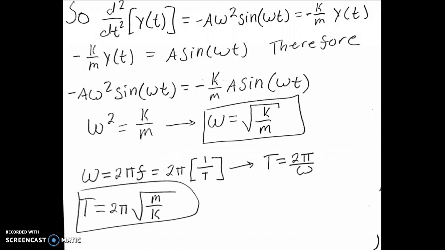And the last thing, this problem asks you to find the period of oscillation. Omega, the angular frequency, equals 2 pi times the frequency, and the frequency is the inverse of the period. So you can do all that to find that the period of this simple harmonic oscillator is 2 pi times the square root of m over k.